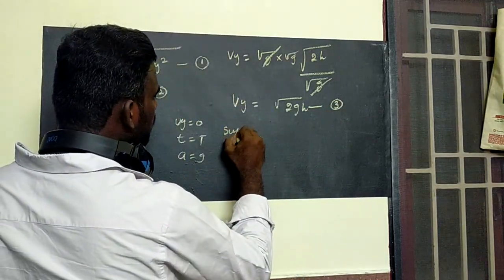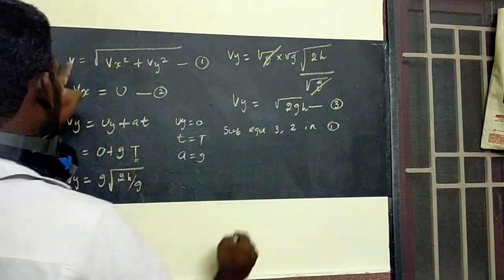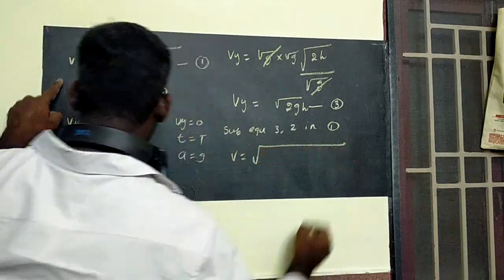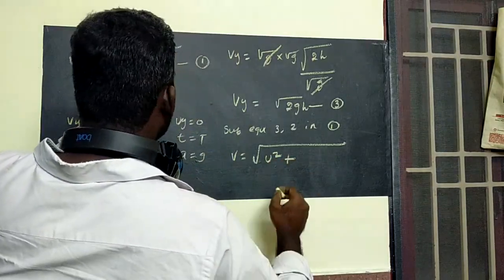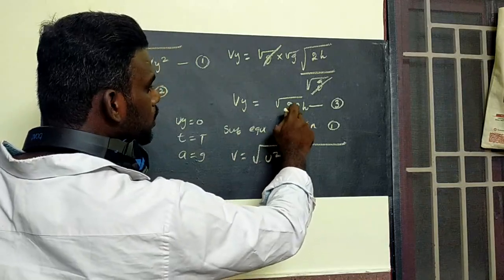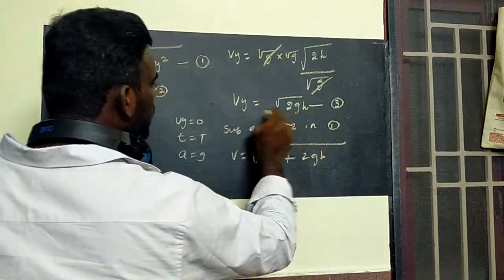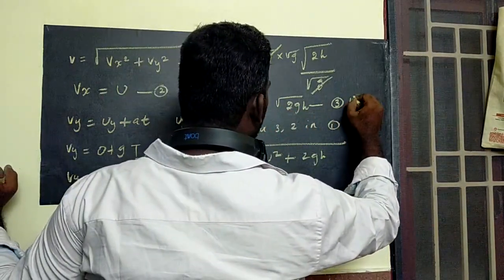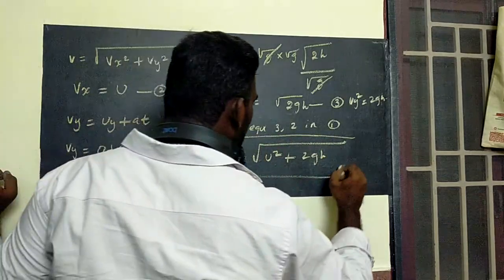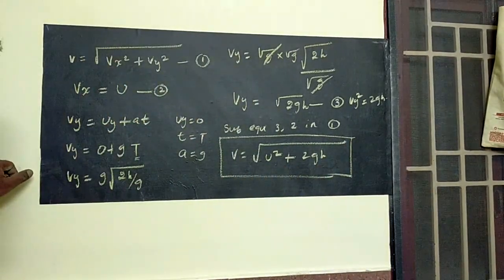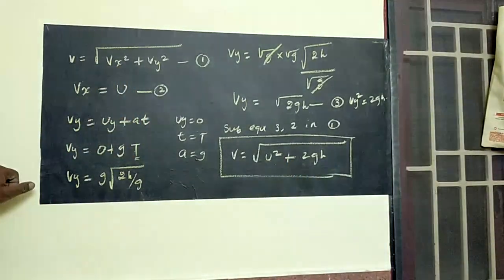Now substituting equations 3 and 2 in equation number 1. Here you can see that v is equal to root over vx square plus vy square. What is vx square? Vx square is equal to u square. And what is my vy square? So vy equals root 2gh, then vy square will be equal to 2gh, because taking the square on both sides, you can write vy square as 2gh. So this will be the resultant velocity of the body when it hits the ground. This velocity is due to the horizontal, and this velocity is due to the vertical. Is that clear?